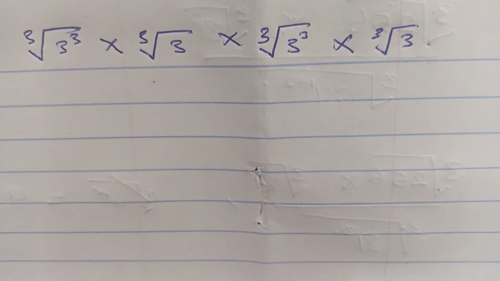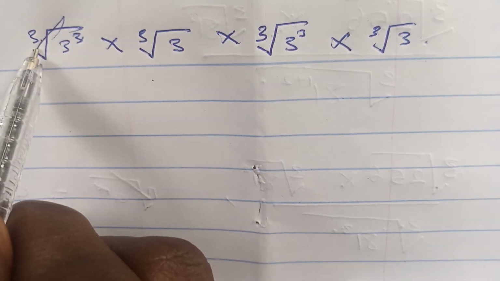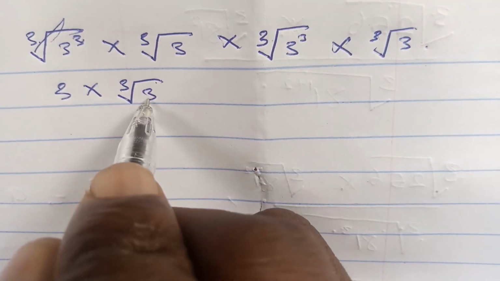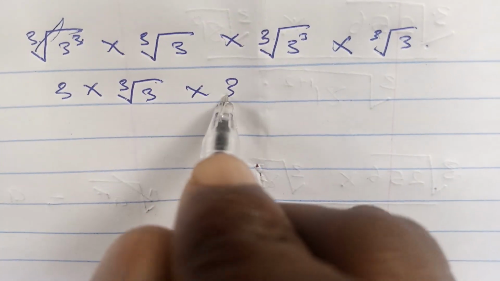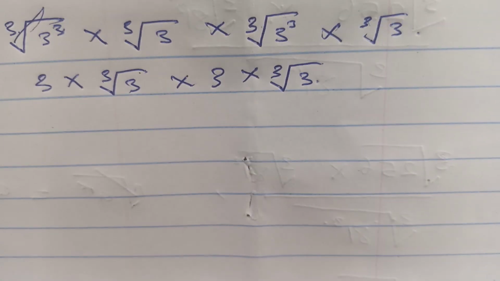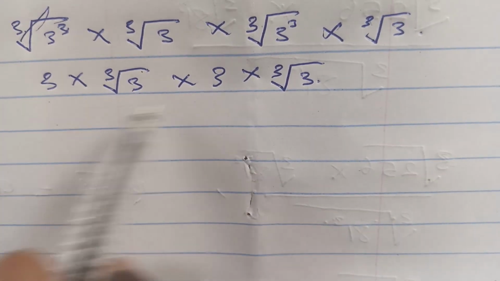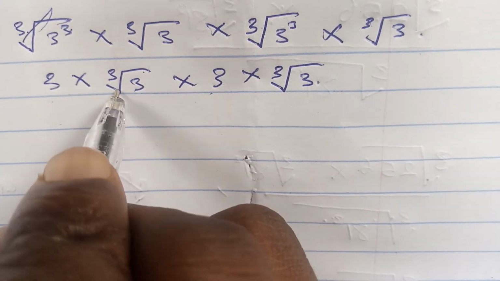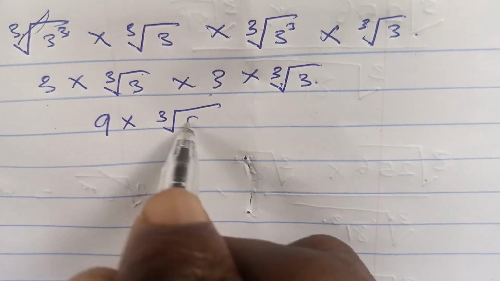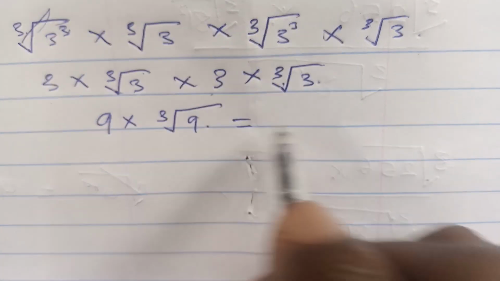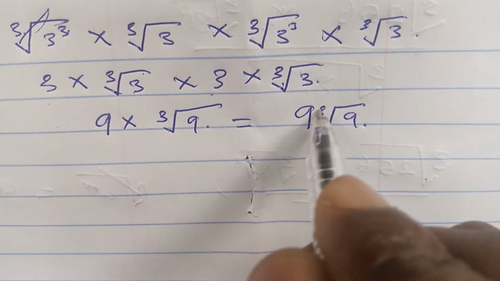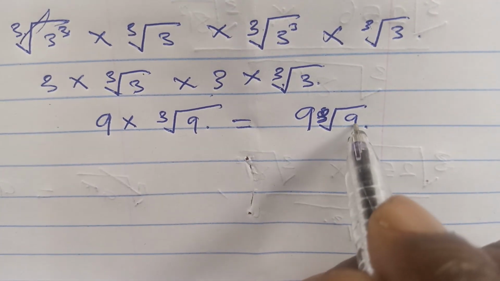Having this, the cube root will go with the power, so we are left with 3 times the cube root of 3, times 3 times the cube root of 3. This and this will multiply each other, and we now have 9, then the cube roots multiply to give the cube root of 9. So this is equal to 9 times the cube root of 9.